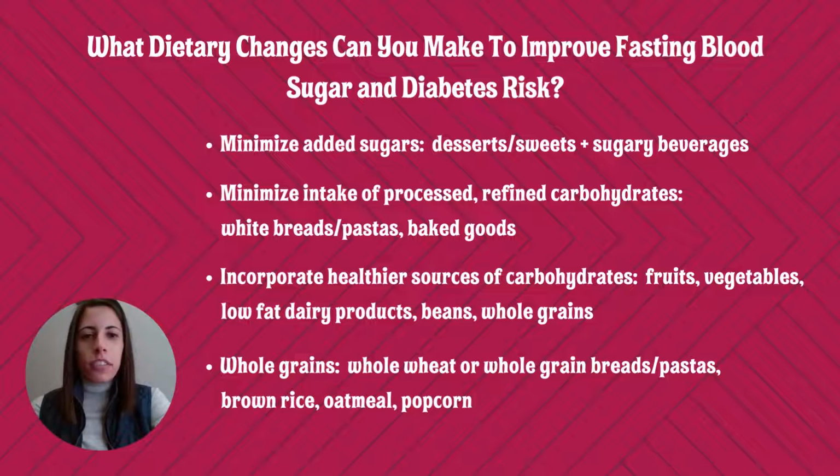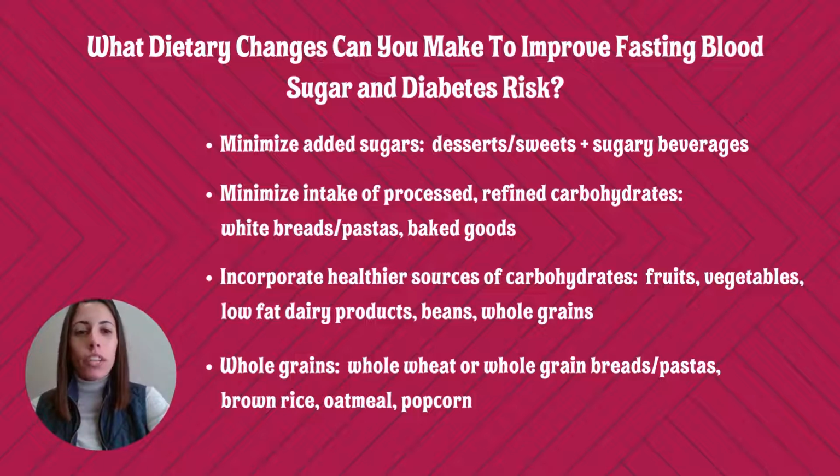And then also you want to minimize your intake of those processed refined carbohydrates, things like white breads and pastas and baked goods. Trying to just limit those overall. And also try to swap those refined carbohydrates out for more healthy sources of carbohydrates. A lot of people don't realize fruits, vegetables, low fat dairy products, in addition to all those grain products, actually have natural healthy carbohydrates. So try to get more fruits, veggies, low fat dairy products, beans, and whole grains into our diet is really what we want to focus on to keep your blood sugar level healthy.